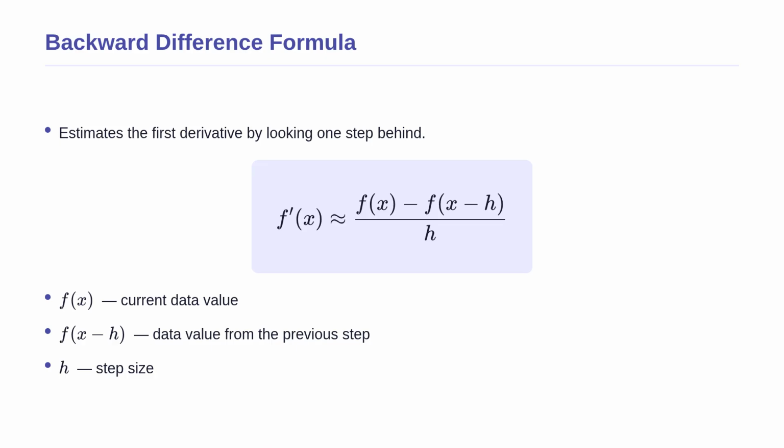Here, f(x) is our current value, and f(x-h) is the value from the previous step. We divide their difference by the step size h. We use this when we want to know the rate of change right now, based only on what has already happened. Physically, if the step size h increases, our estimate becomes less accurate because we are looking too far into the past.